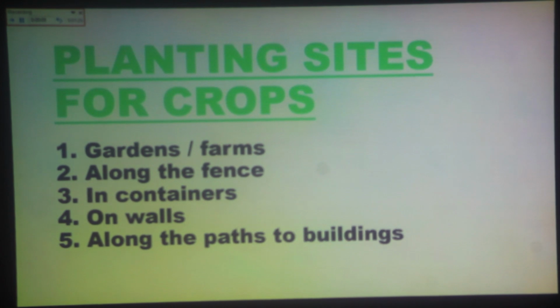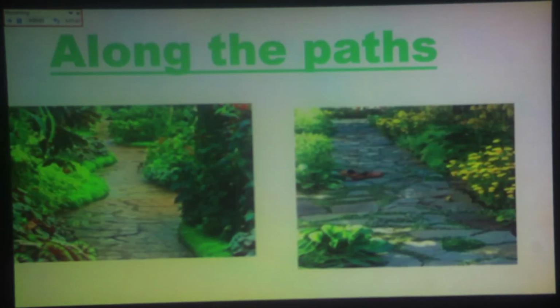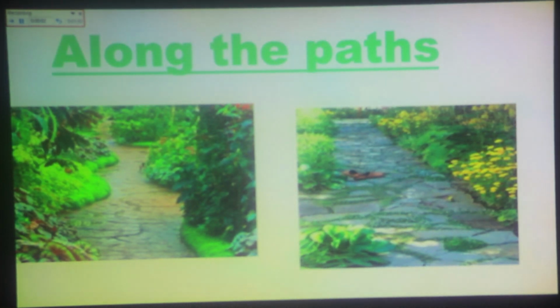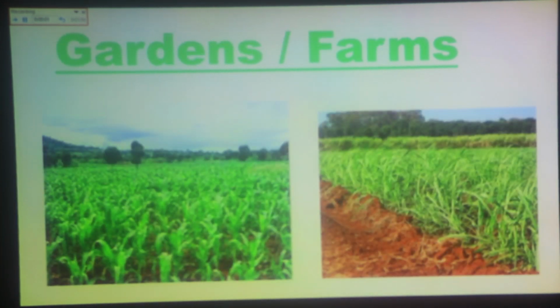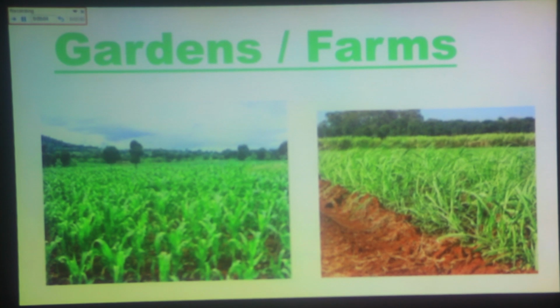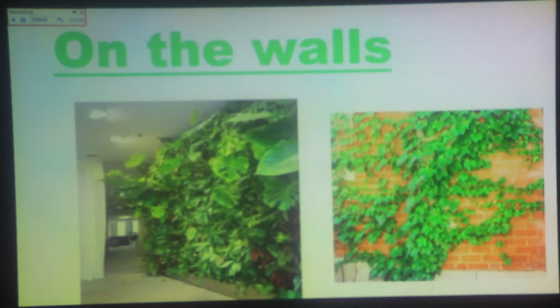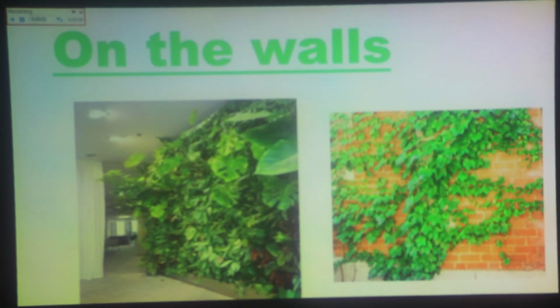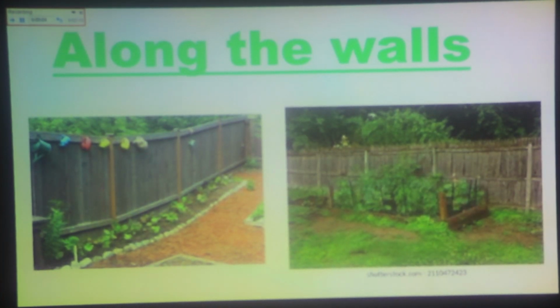We are now going to do a recap of what we have learned. So we have learned about planting sites for the crops. You can do food production on walls, you can do food production along the paths or the buildings. And we have also looked at the pictures. There we have the picture of food production along the path. We also have a picture of food production in gardens and farms, in containers, on the wall. And finally, we have food production along the walls.